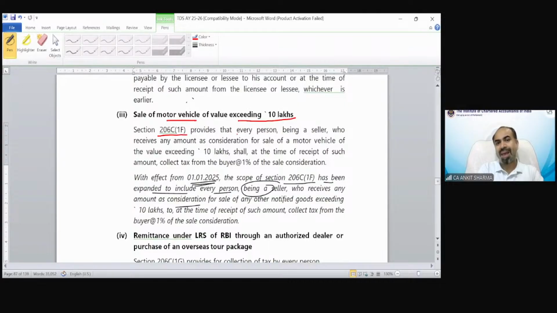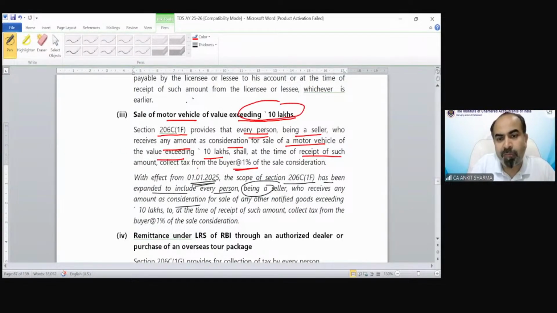Section 206C(1F) provides that every person being a seller, that means a showroom owner, who receives any amount as consideration for sale of a motor vehicle of the value exceeding 10 lakh shall, at the time of receipt of such amount, collect 1% of the sale consideration. Earlier only motor vehicles were included, but from 1st January 2025, the government has notified that it can include any other goods also in this category. So till now only motor vehicles have been included, but the government has empowered itself to include any other notified goods under section 206C(1F). And if that good also exceeds 10 lakh rupees, then you have to collect 1% from the buyer again. So that would be the notified goods. Maybe you will be able to see it next year.